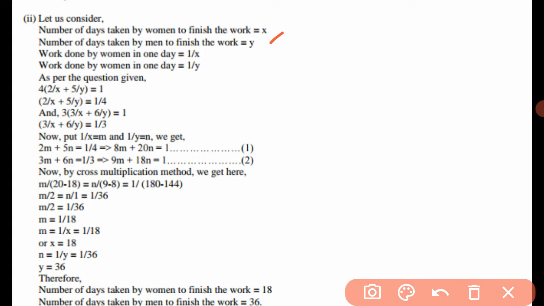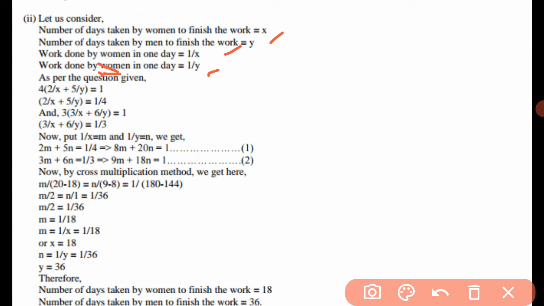Now first we can find the 1 day work of a man or woman. So the work done by a woman in 1 day will be equal to 1 upon x, and the work done by a man in 1 day will be equal to 1 upon y. So here it is the work of a woman and it is the work of a man, so a man can do it in 1 upon y.